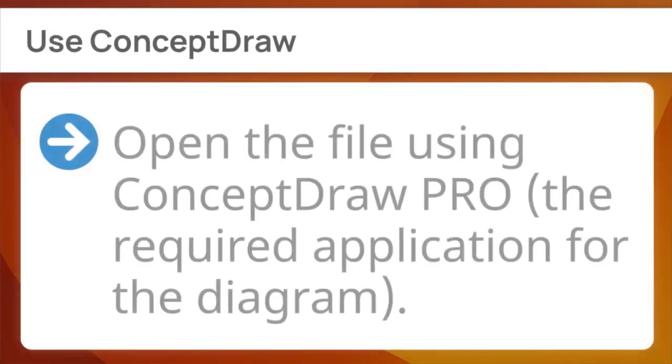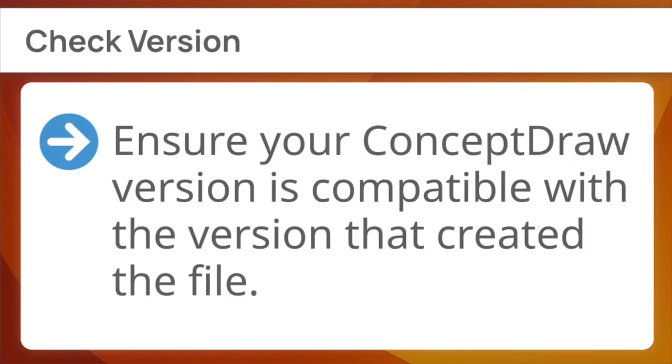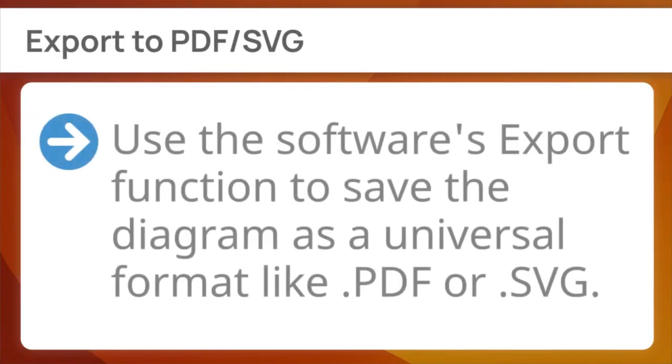First, use ConceptDraw. Open the file using ConceptDraw PRO, the required application for the diagram. Next, check version. Ensure your ConceptDraw version is compatible with the version that created the file. Finally, export to PDF or SVG. Use the software's export function to save the diagram as a universal format like .pdf or SVG.